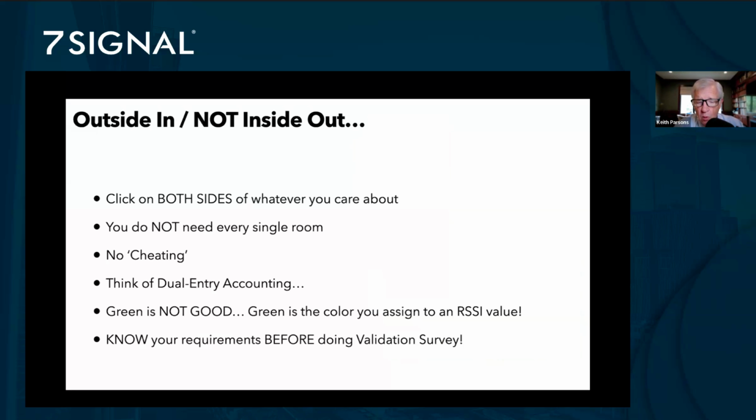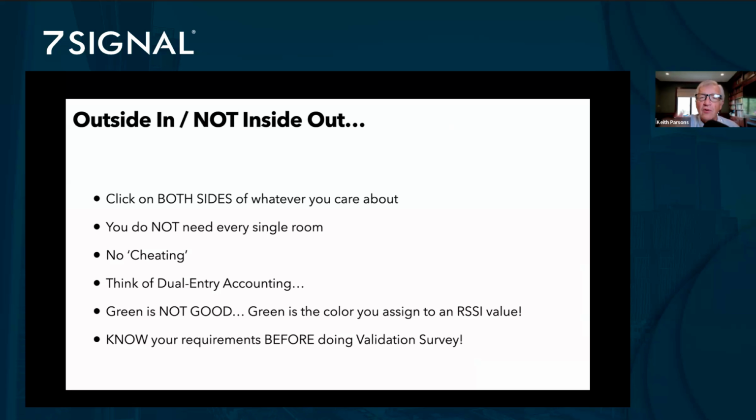So one last little bit here on taking better validation surveys. We want to think outside in, not inside out. Now, what I mean by that is if I want to figure out the coverage of RF in a room, I'll want to go around the inside perimeter of that room.